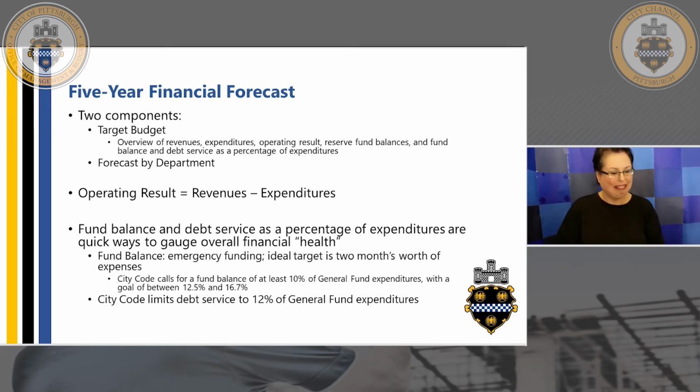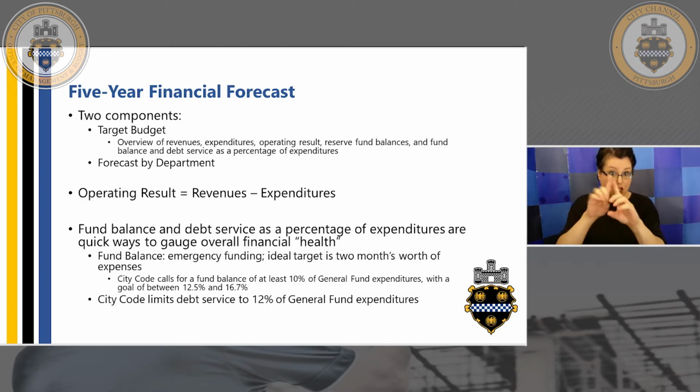So the 5-year financial forecast has 2 main components. The target budget is the big overall summary of money in, money out, the operating result, what's in the fund balance, and then there are these key metrics. It's the fund balance and debt service compared as percentages of total expenditures. We'll talk about those in a second. There's also a forecast by department.